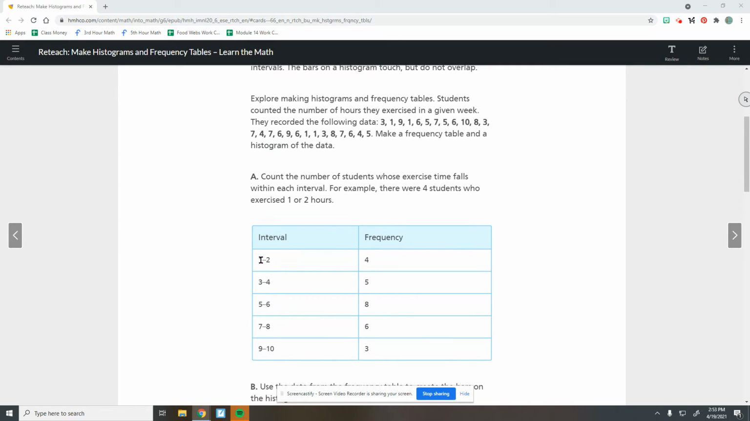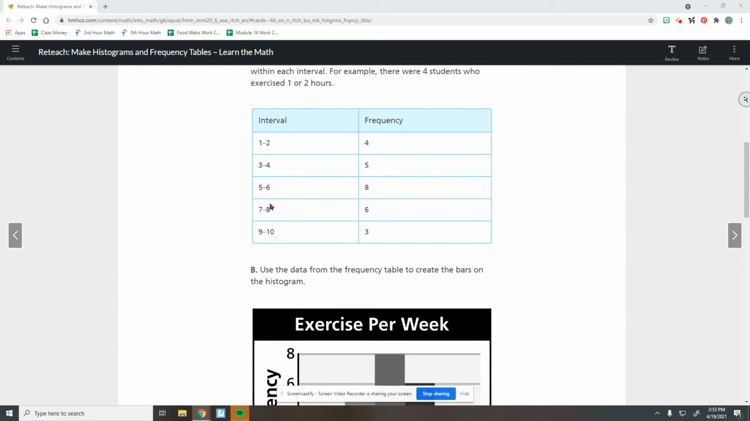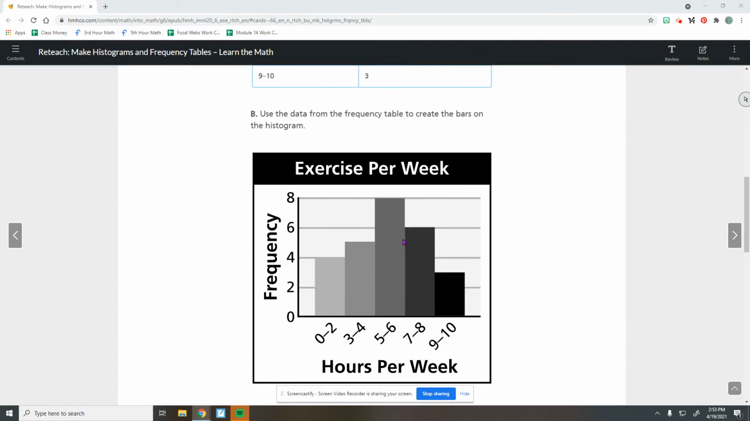Then they counted anytime they saw a 1 or a 2. Here's 1, 2, 3, 4. So the frequency of 1s and 2s is 4. Then they looked for 3s and 4s: 1, 2, 3, 4, 5. So there were 5 3s and 4s. They just go through each interval and count how many there are.